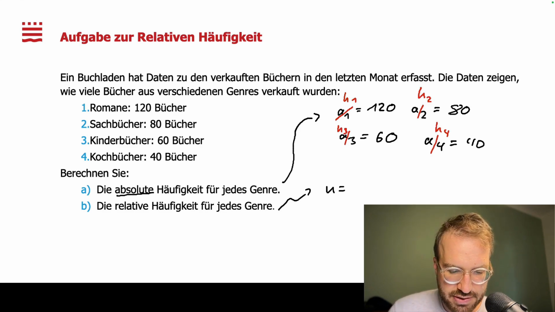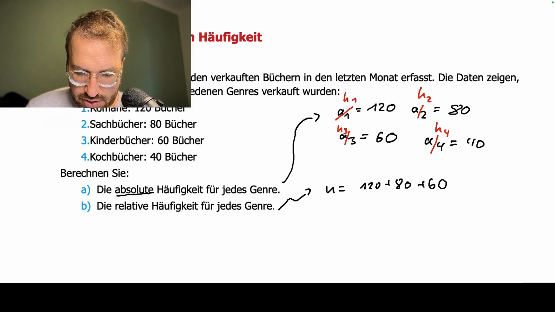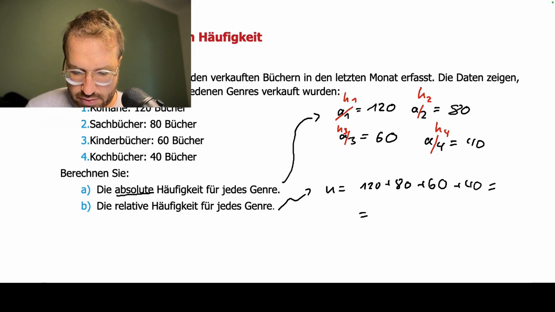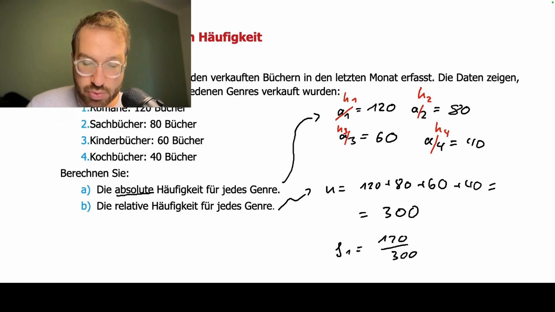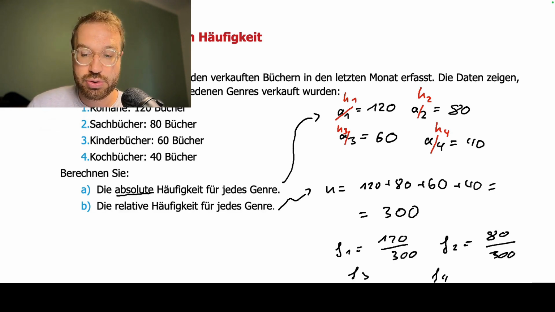And now we will determine the size, which is 120 plus 80 plus 60 plus 40. We add all the frequencies and then arrive at 300. And now we can simply and without any difficulty get the relative frequencies by dividing the absolute frequencies by a total of 300. All right, we will no longer do this for f_2 and f_3, but we know how it works.